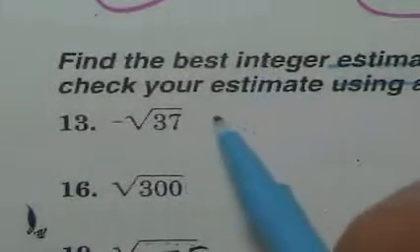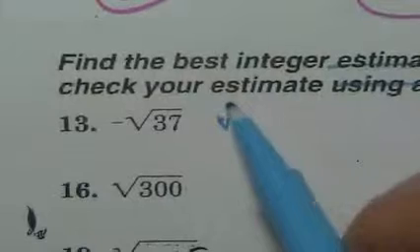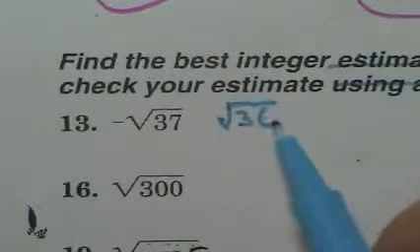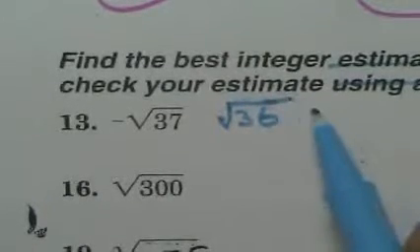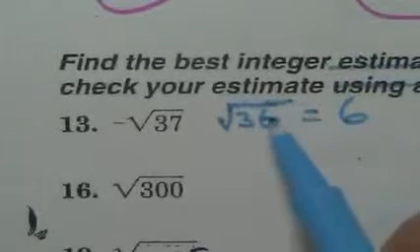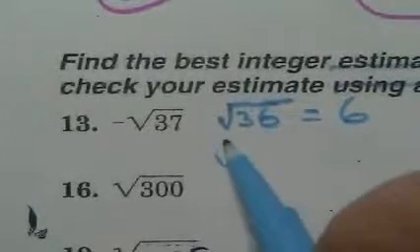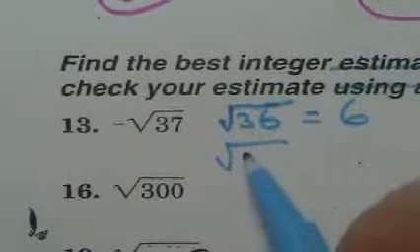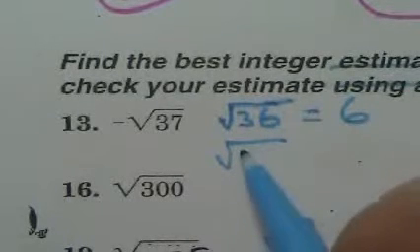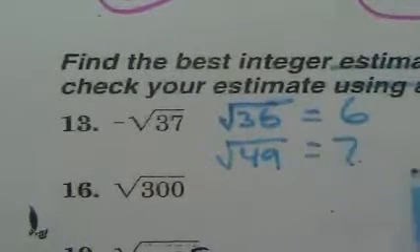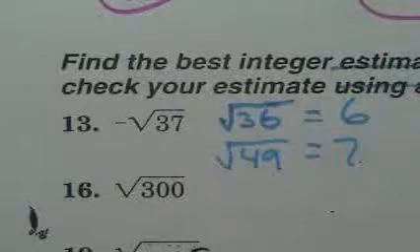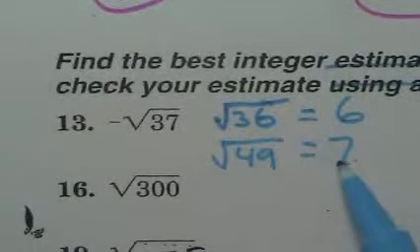So square root 37. Well, we know that square root 36 is 6, right? Because that's 6 times 6. We know that square root 49 is 7. Is that right? Because that's 7 times 7.